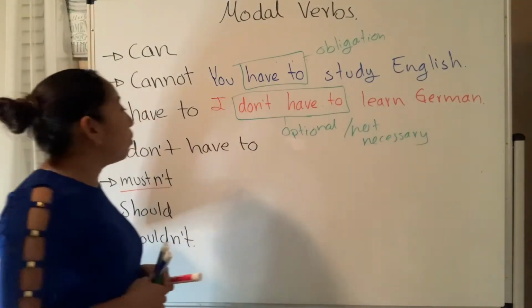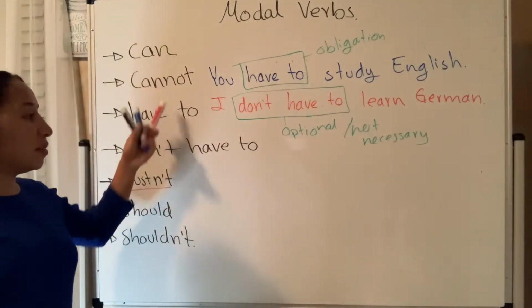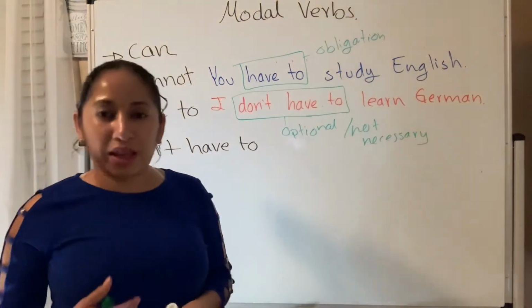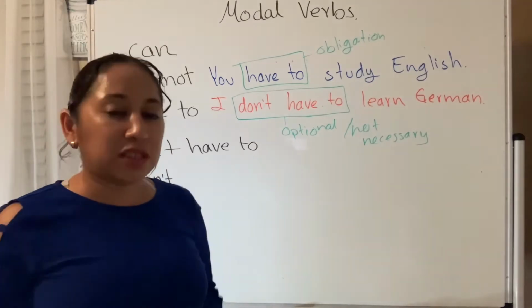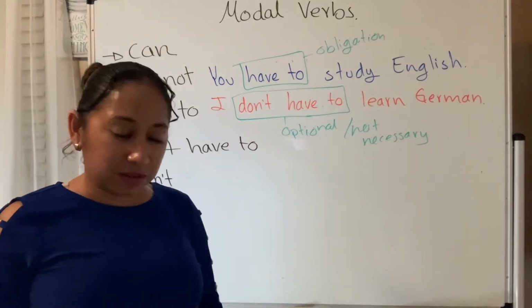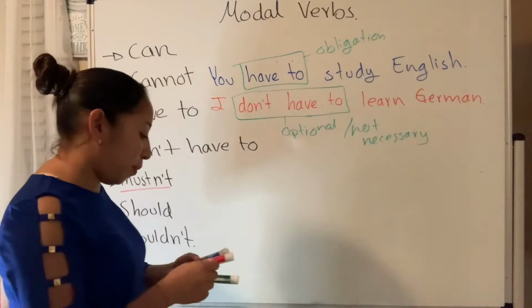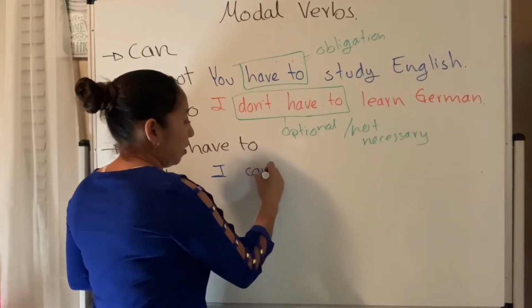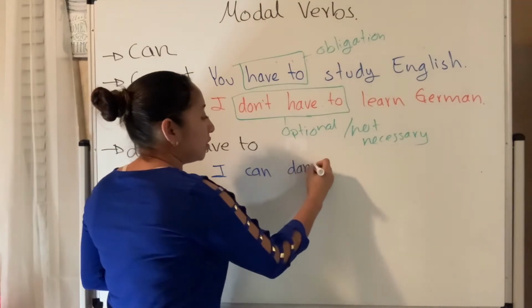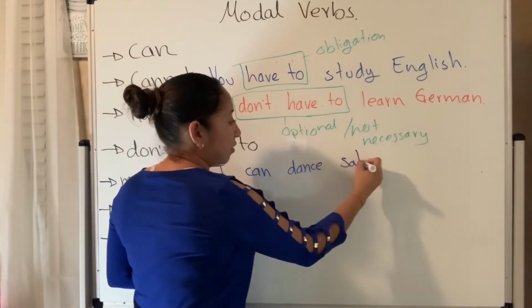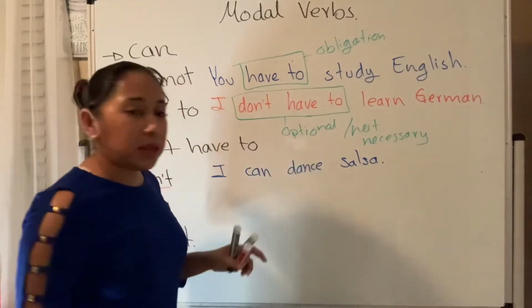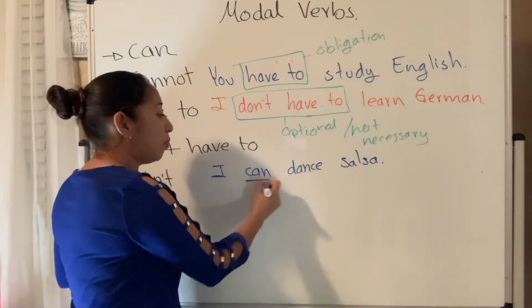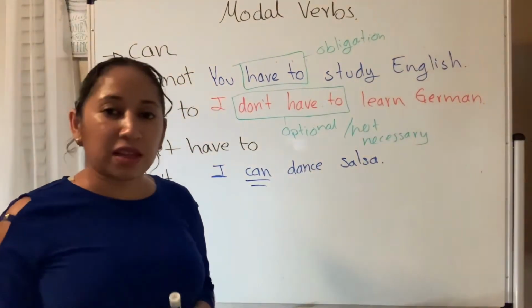Then we have the other modal verb, can, cannot. We use the modal verb can to talk about allowed things, to talk about abilities. For example, may I say, I can dance salsa. This is an ability that I have. May I say, for example, I can dance salsa.